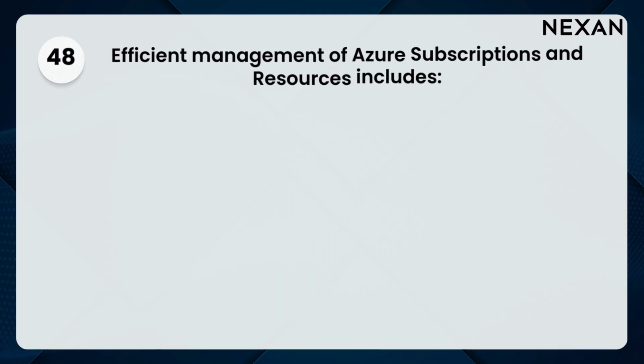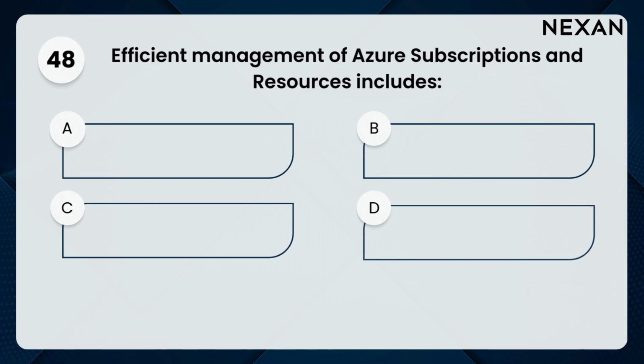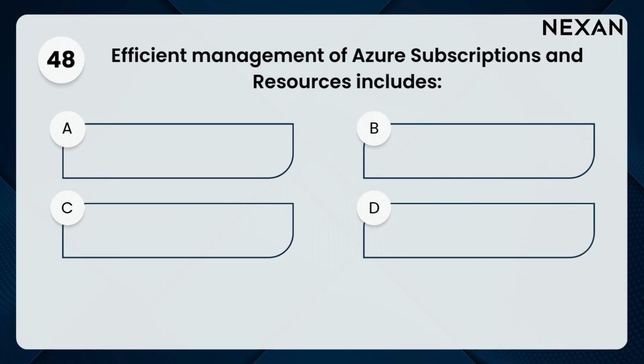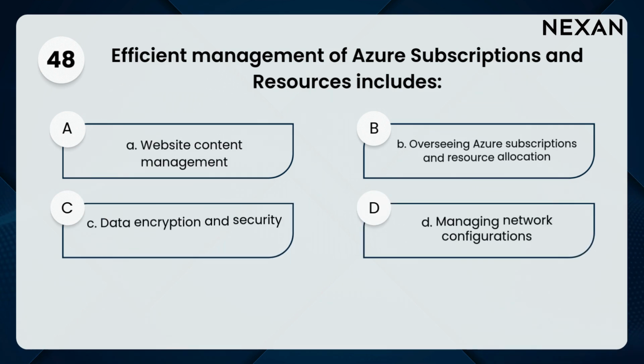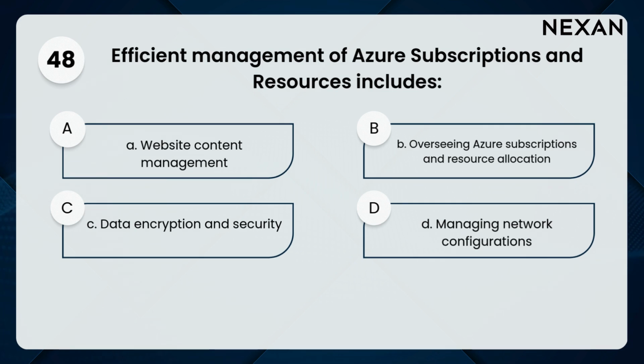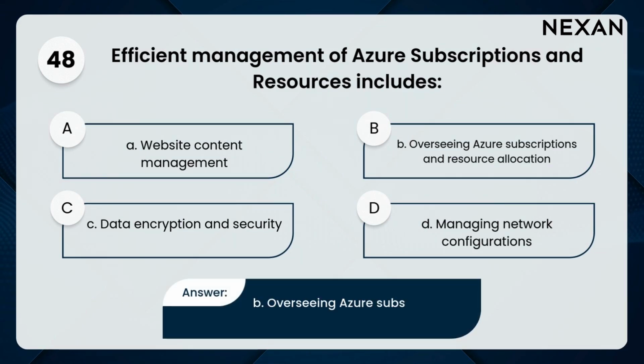48. Efficient management of Azure subscriptions and resources includes A. Website content management, B. Overseeing Azure subscriptions and resource allocation, C. Data encryption and security, D. Managing network configurations. Answer: B. Overseeing Azure subscriptions and resource allocation.